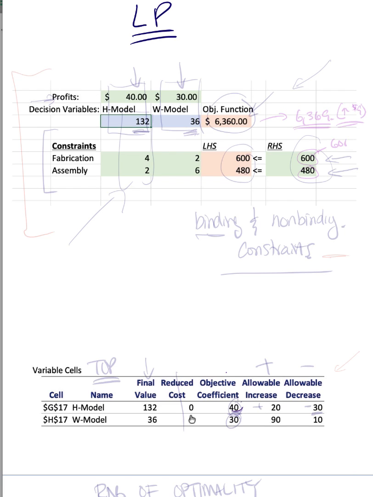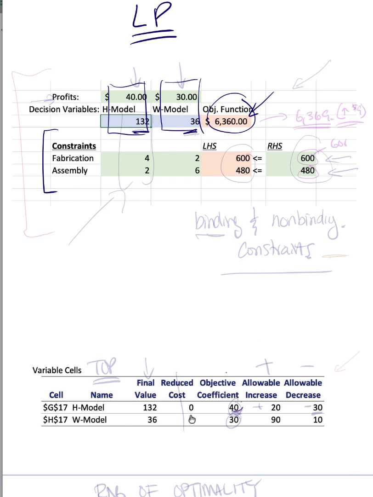Okay. So just be aware of the objective function and how the objective function is calculated, which is adding these values together, the decision variable times the profit. In this case, the profit times the number of W models we're making. You get the objective function. And understand what the objective function means. In this case, we're saying that we can make the most profit by making 132 H models and 36 W models. Also understand how constraints work.